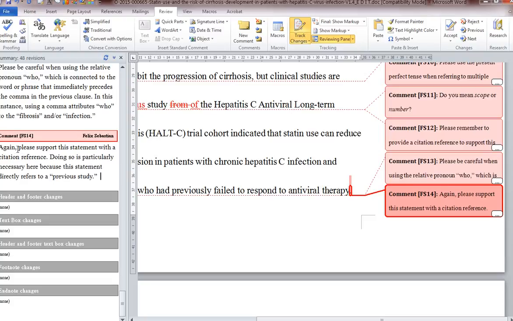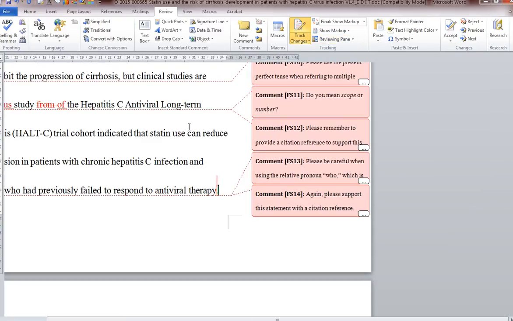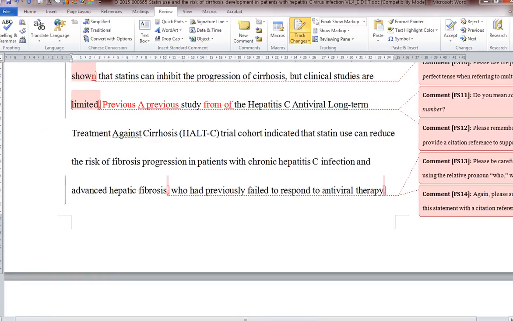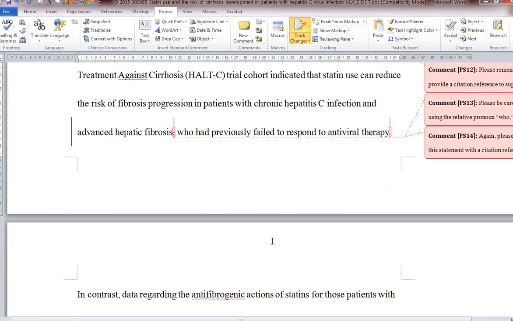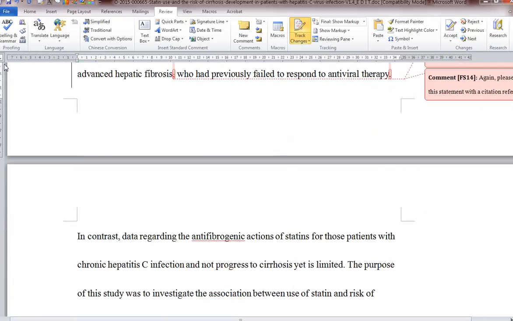Now, I like to use the word again. I don't want the author to think that I'm not paying attention to what I'm doing or that I'm insulting his or her intelligence. I want my comments to reflect the fact that I am paying attention and that I do know what I have stated previously. The final sentence here, doing so is particularly necessary here because this statement directly refers to a previous study. Again, I believe the author already knows this, but just want to be thorough and as helpful as possible. Okay.